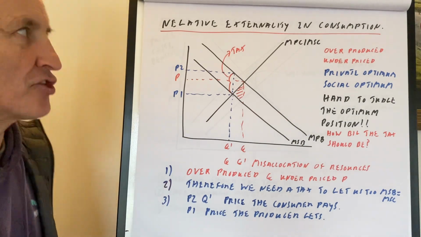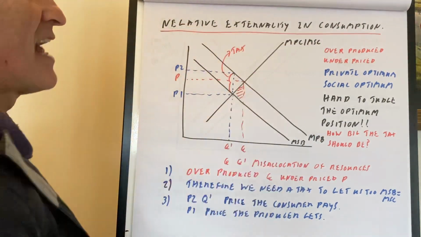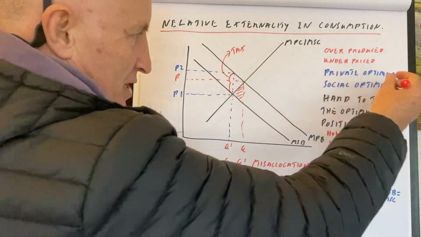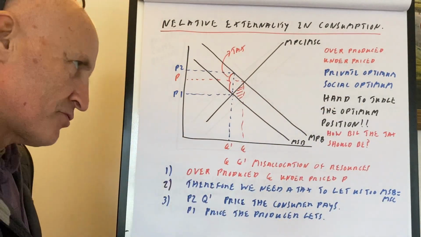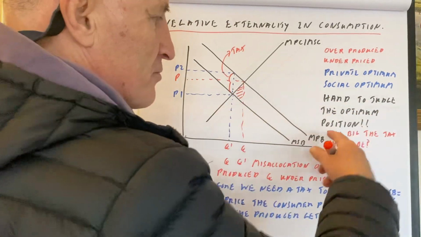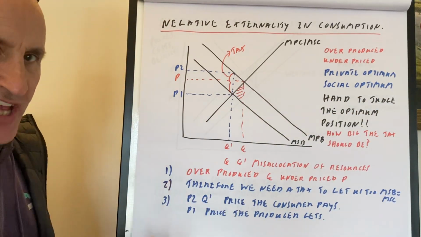So we need to tax the good because it is a negative externality. All of that will make sense. Right, so the private optimum position is where MPC equals MPB, etc. The social optimum position is MSB equals MSC. Right, it's hard to judge the optimum position because we don't know how big the tax should be.